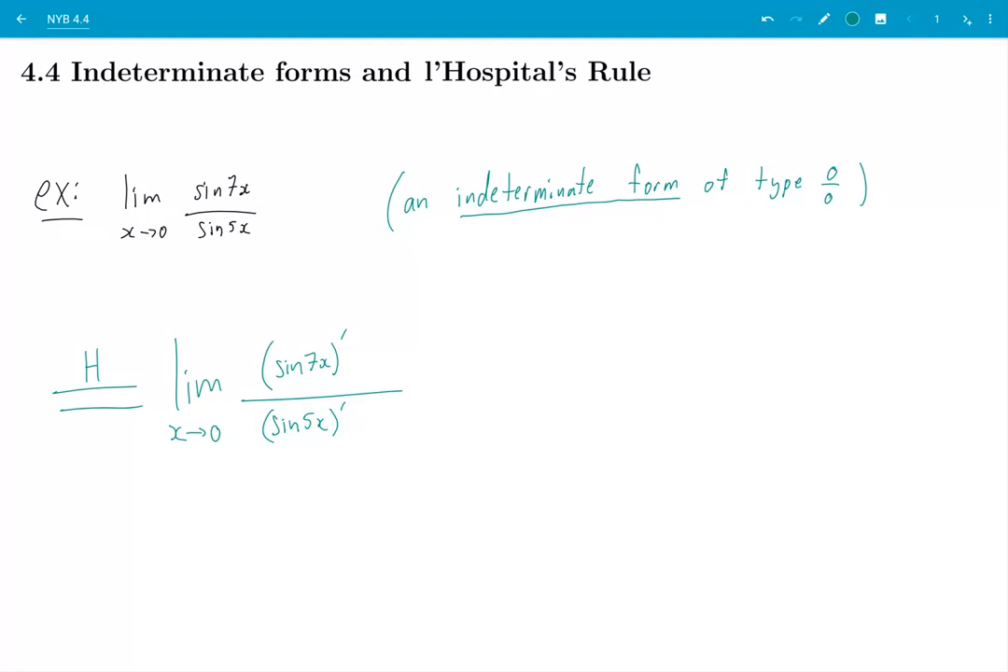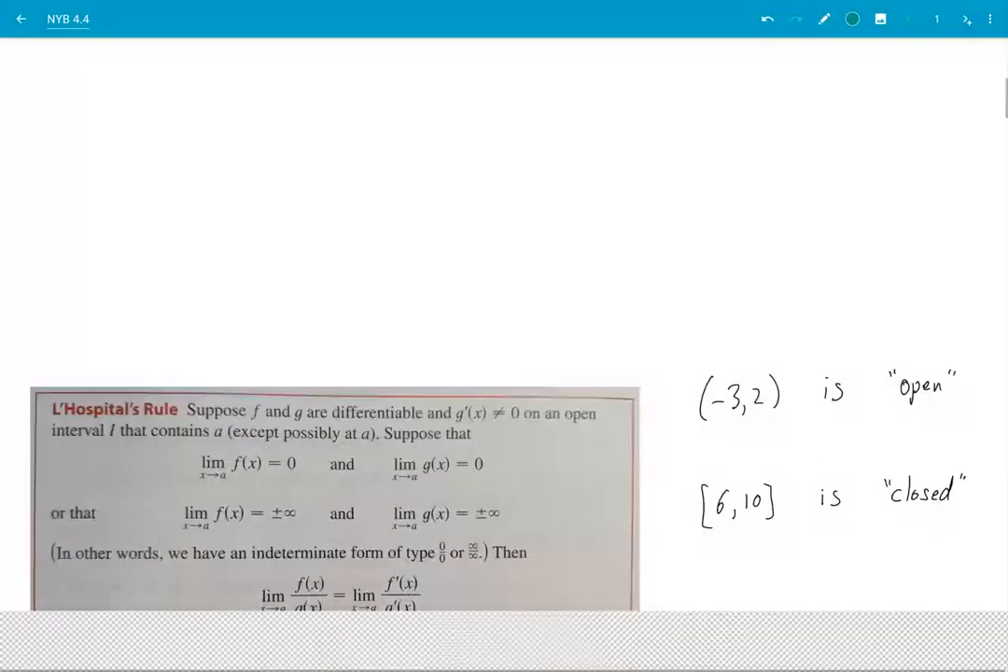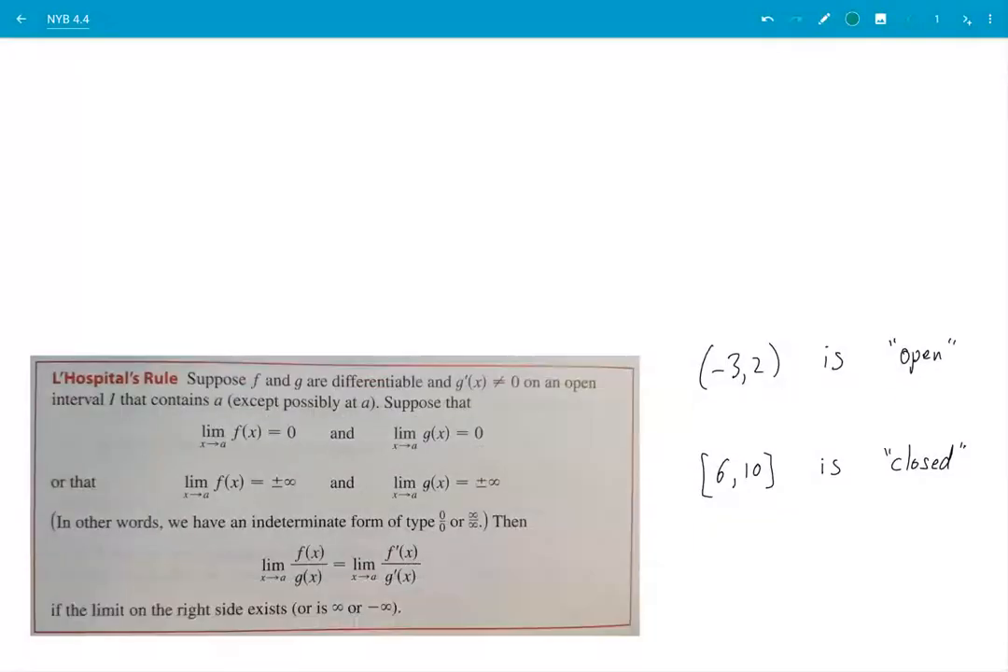Okay, so that is L'Hopital's rule in a nutshell. Sometimes you can replace a complicated limit with hopefully a better one. Now you're doing a derivative of the top and the bottom separately. There's no quotient rule happening here. Okay, let's look at the formal statement of L'Hopital's rule.